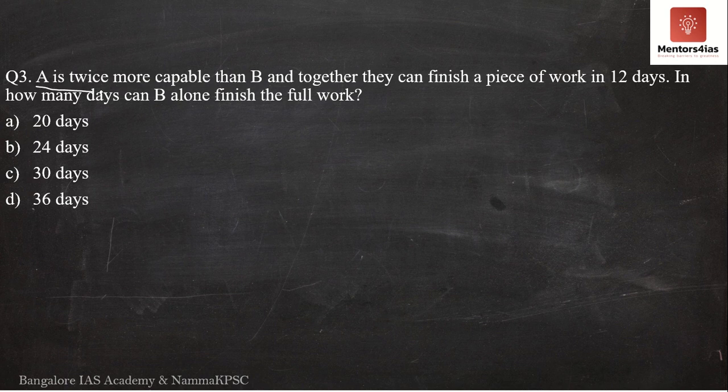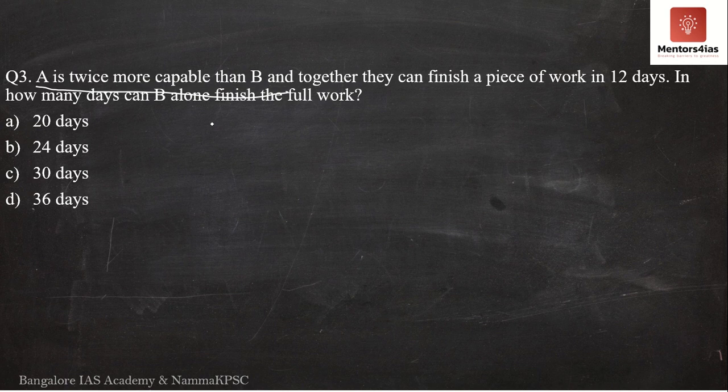A is twice more capable than B, meaning every day A is able to do 2 times the amount of work when compared to B, or A should be able to do the entire work in half the number of days when compared to B. That is what it means when I say A is twice more capable, meaning A is 100% more efficient than B.